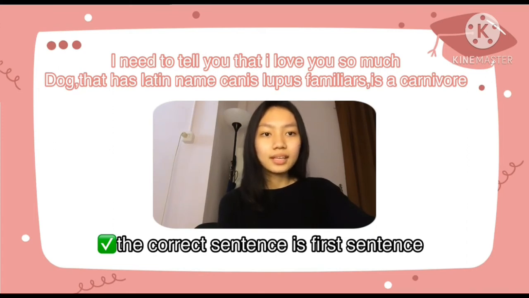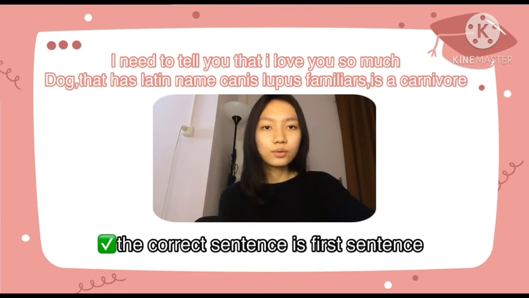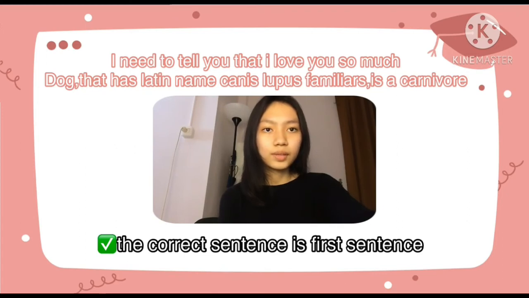Meanwhile, in the second example, the description has Latin name Canis lupus familiaris is not important for the sentence. The word dog is a carnivore can already be understood even though in the middle there is no added has Latin name Canis lupus familiaris.